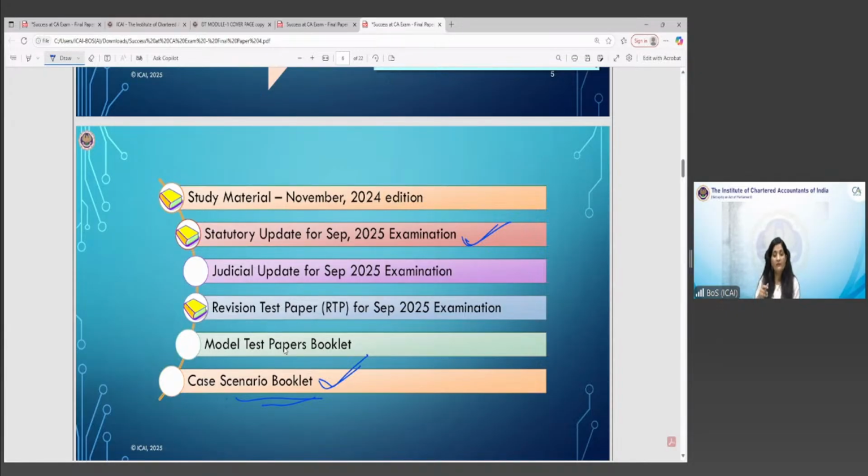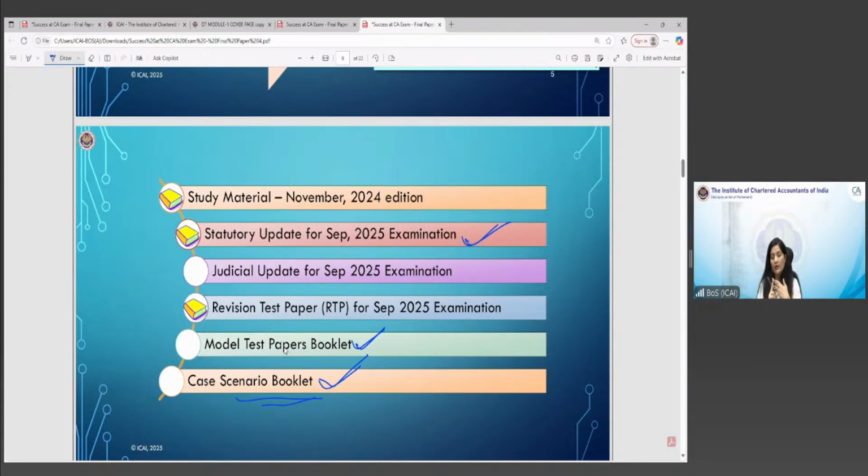This time is for your revision purpose, and you have already studied the whole content of the subject earlier. For that purpose, now you can take up your case scenario booklet, and after doing it, you can jump to your model test paper. The model test paper is a publication which comprises a series of 6 mock test papers, and it is a replica of your question paper. The format in which the question paper will be asked, the questions that will be there for this subject, it's a replica of that question paper.